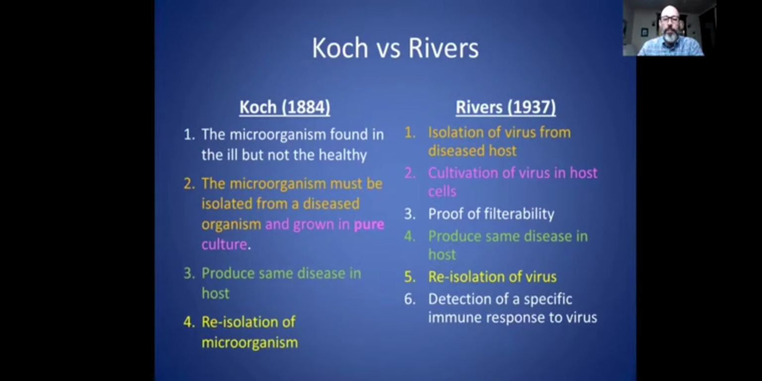Number four, you must be able to take that isolated particle or virus and put it into a healthy host and cause the same disease. So that's the same as the third criterion of Koch's postulates. And this is the criterion that is the most important for proving that this agent causes a disease. You can't say that it causes a disease without this step, because before that, even if you find it in people with the disease, it's just an association or a correlation. And that does not prove causation.